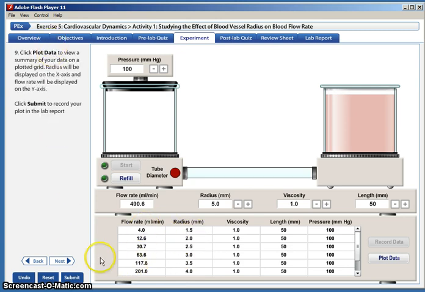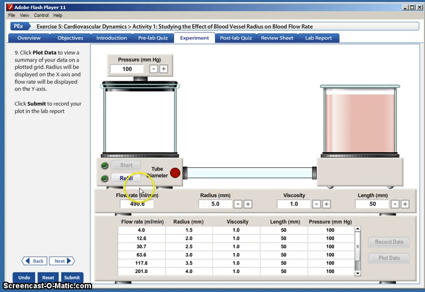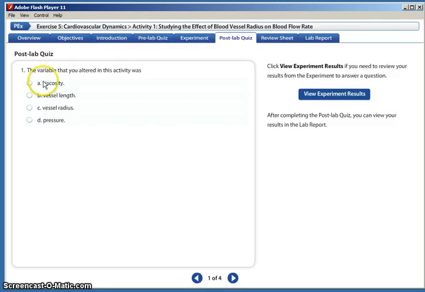All right, plot the data. And you're seeing that, yeah, that is not a direct or linear relationship. When radius increases, the flow rate does increase, but they're not direct in that sense. There's an exponential relationship. And submit. Okay. Submit to record your plot. Submit. All right. So the variable you altered was, of course, blood vessel radius.